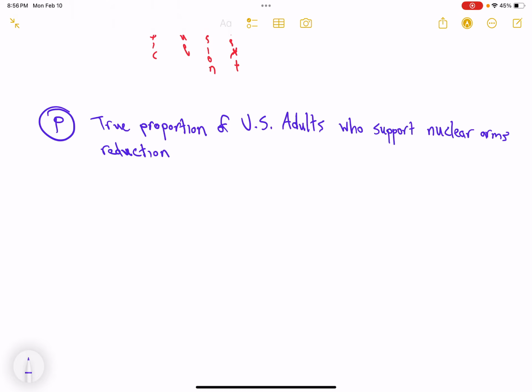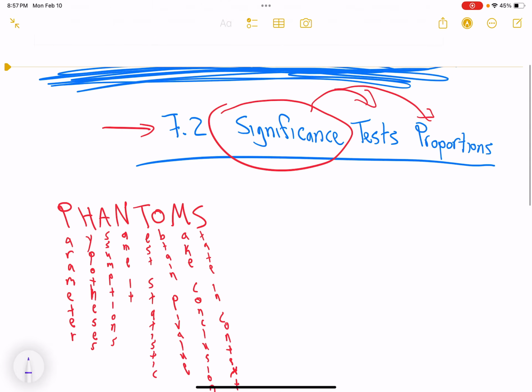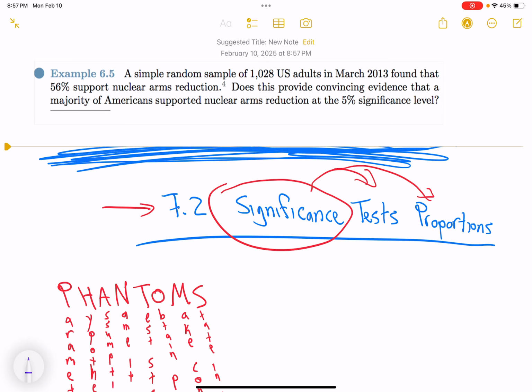Step 2 of PHANTOMS. We have to state our hypotheses. Now, you should have this down to a science after your practice and after what we had with 7.1. But let's try and work this out. We're going to have a null hypothesis, and we're also going to have an alternate hypothesis. Now, the null hypothesis will always be p equals something, okay? So going to our initial question, it says that a random sample of 1,028 results found that in March 2013, 56% support nuclear arms reduction. Now that's a sample, so I already know that's not what I'm looking for when I go in to look at my hypothesis. I'm looking for the argument.